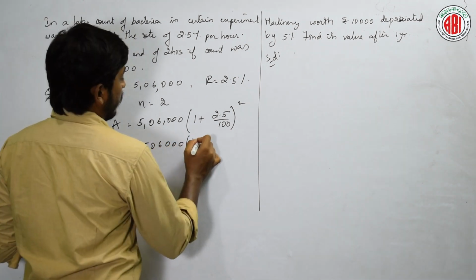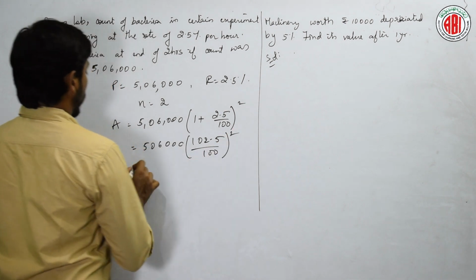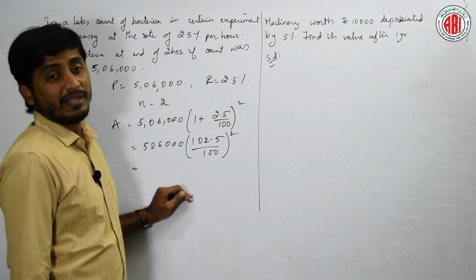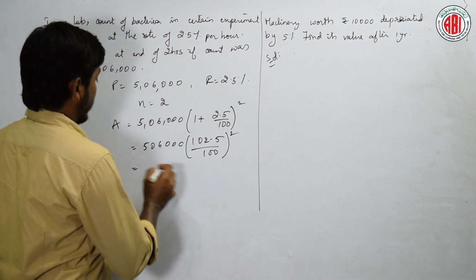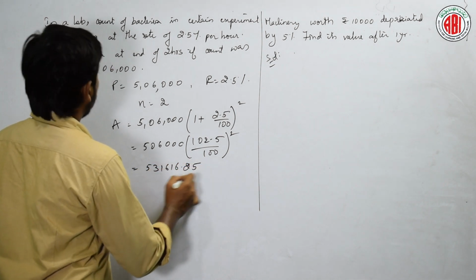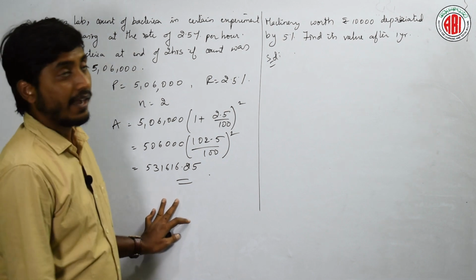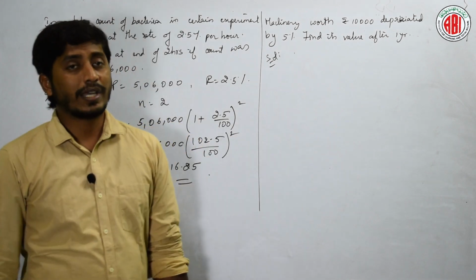506,000. 102.5 by 100 whole square. Is it right? Just multiply and tell me the answer. How much is it? That is nothing but 531616.25. This is the count of bacteria after 2 hours. Clear? Look at the next question here.